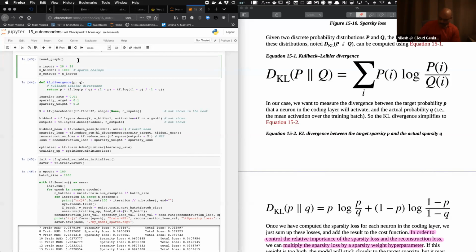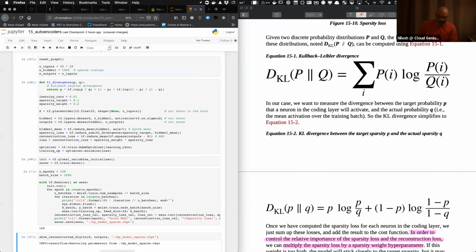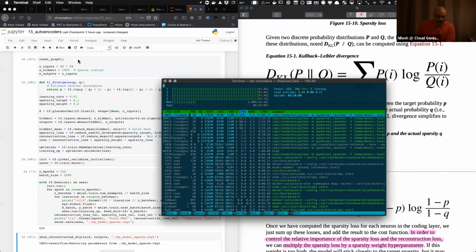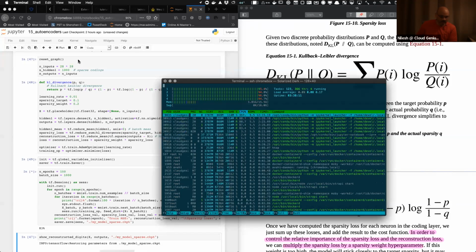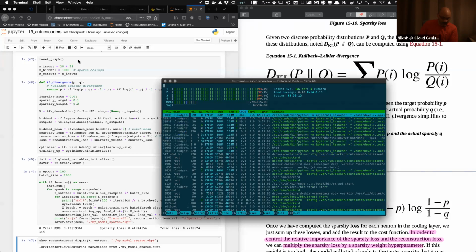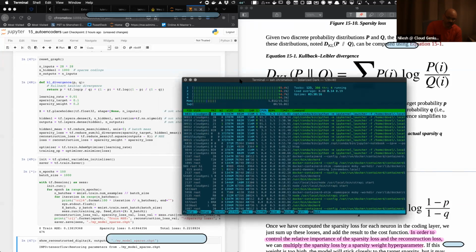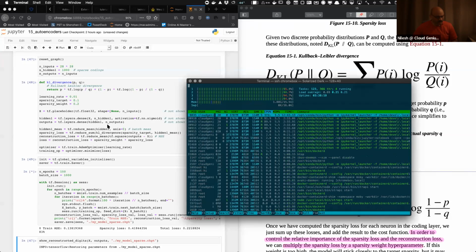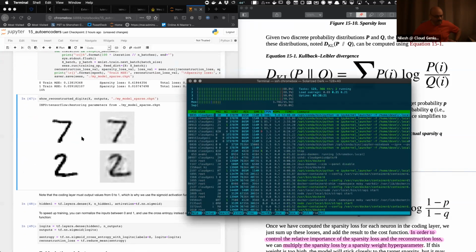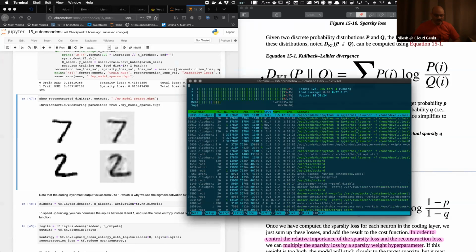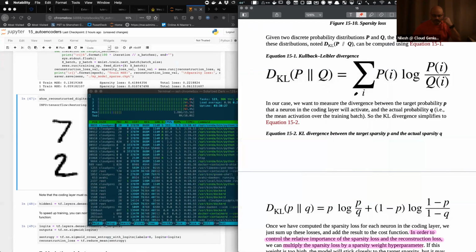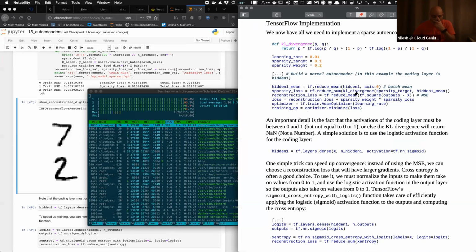So here we'll reset our graph, define our KL divergence function and set up these variables, initialize state, and run. So it is running, using close to 100% CPU on 4 CPUs. And it will eventually find out that 7 looks like a 7 and 2 looks like a 2. That's not interesting. We have seen it many times. So we'll proceed ahead. We are looking at the TensorFlow implementation and we are running it right now.